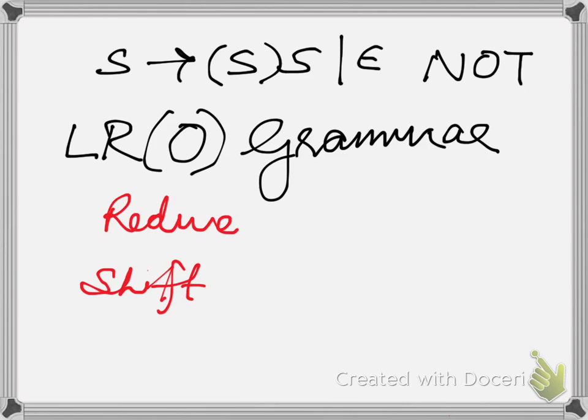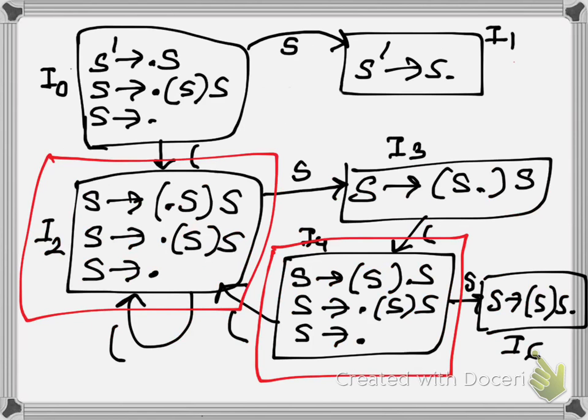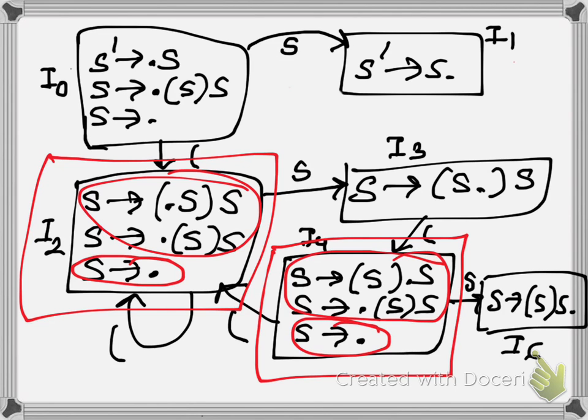If I have a production like this, then I'm going to reduce. If I have a production like this, then I'm going to shift. But if you notice in state I2, you can see this is a reduce step, whereas these two are shift. So in one particular state itself, it has got a reduce step and also a shift. Similarly here, this will translate to reduce, whereas this will translate to a shift.